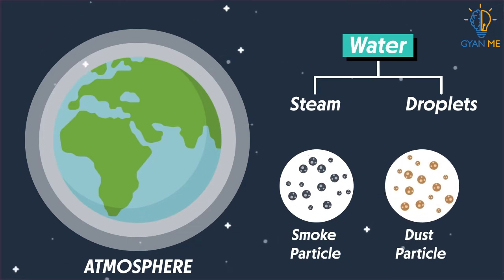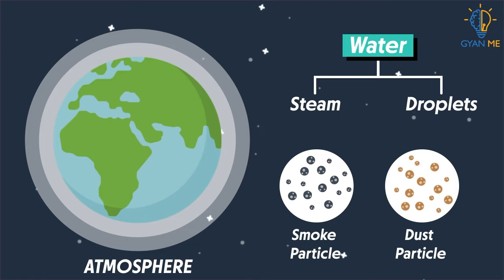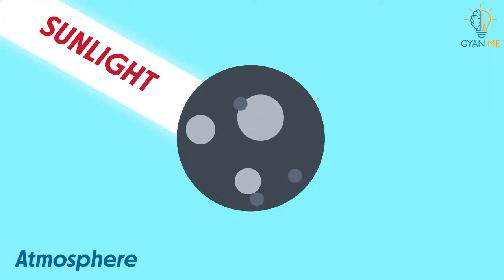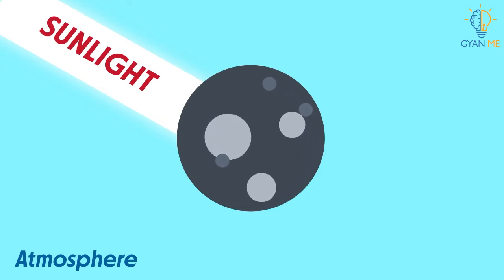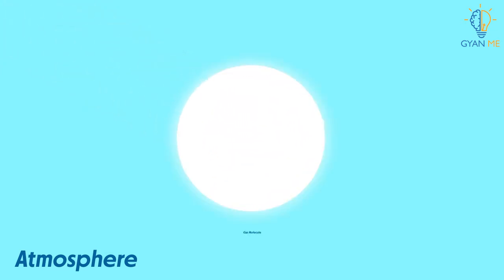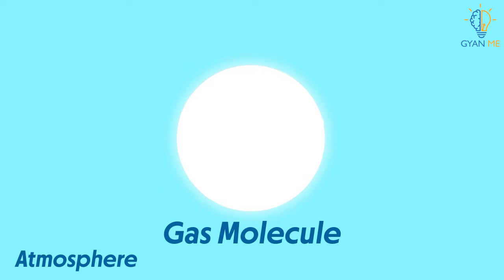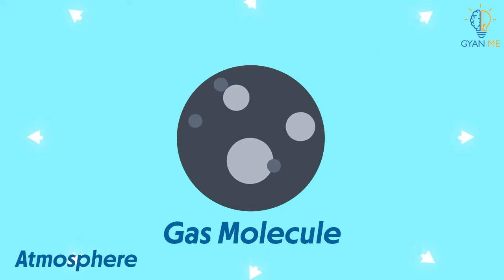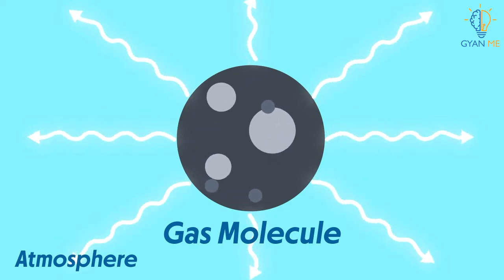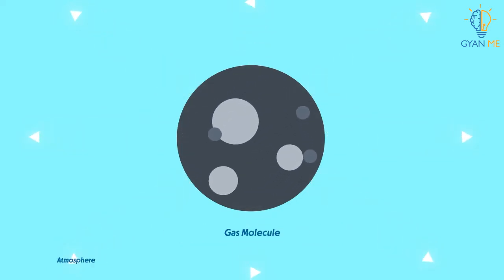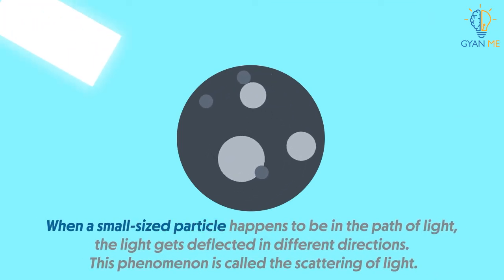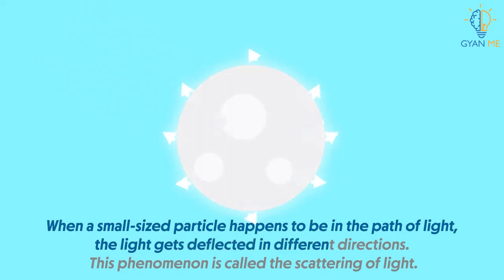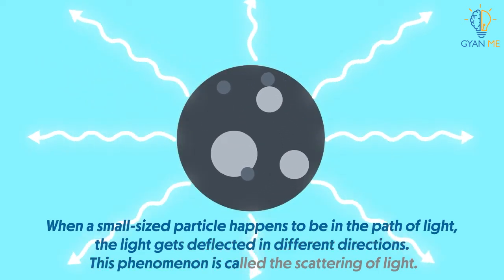Since these particles are larger and are evenly spread in the atmosphere, when sunlight enters the Earth's atmosphere, the atoms and molecules of various gases in the air absorb the light. Then these atoms re-emit light in all directions. Yes, in all directions, the light is spread out. In simple words, when a small-sized particle happens to be in the path of light, the light gets deflected in different directions. This phenomenon is called the scattering of light.